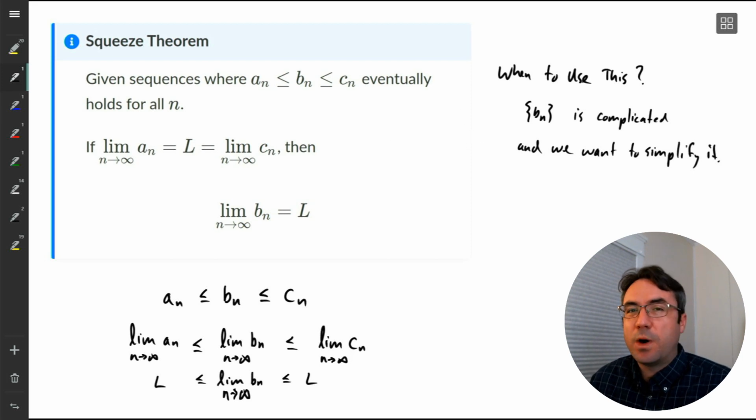So maybe there's one term inside our sequence where we just don't know what it's doing exactly. If we could just get rid of it, we know what everything else is doing. And that's when you want to use squeeze theorem. And that's what we're going to see in the next example, actually.